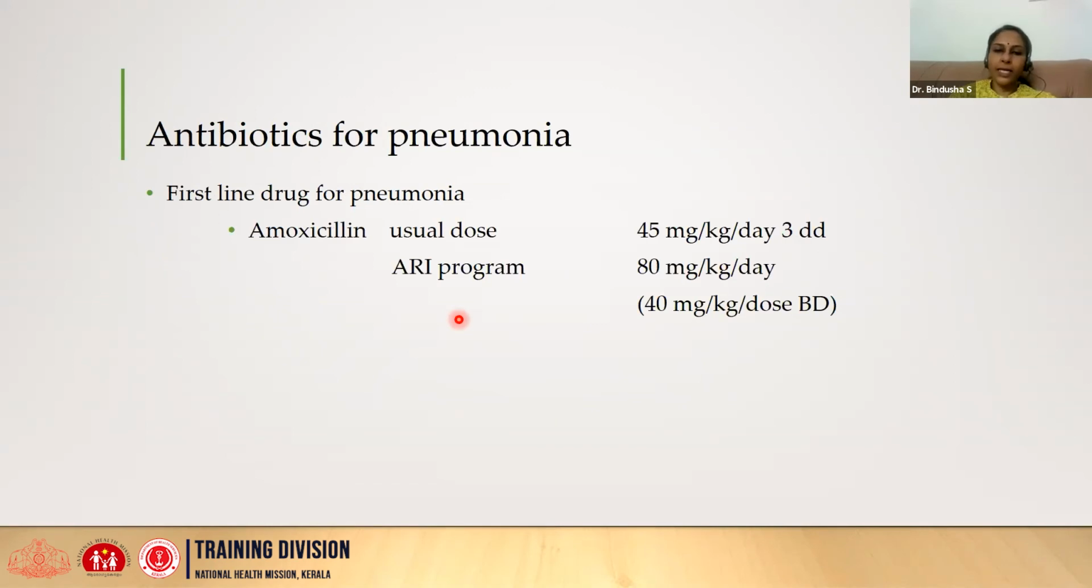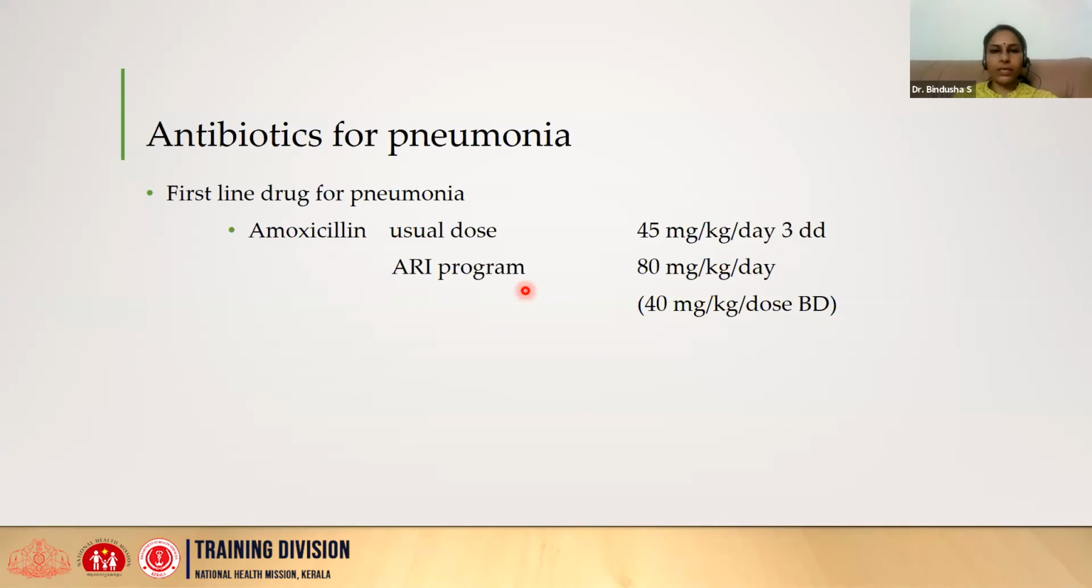But the ARI control program recommends 80 milligram per kg per day in 2 divided doses. The reason the ARI control program is recommending a higher dose is to cover the penicillin resistant pneumococcus also. But another thing that we need to know is that if we give amoxicillin as a BD dose, the compliance increases. But if we want to give amoxicillin as a BD dose for pneumonia, we need to prescribe the high dose, at least 80 milligram per kg per day should be prescribed.